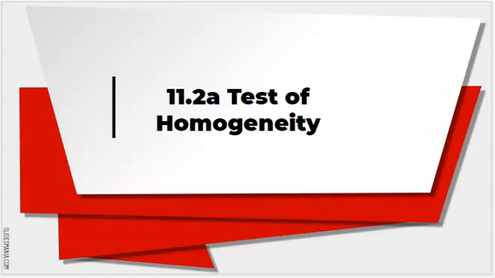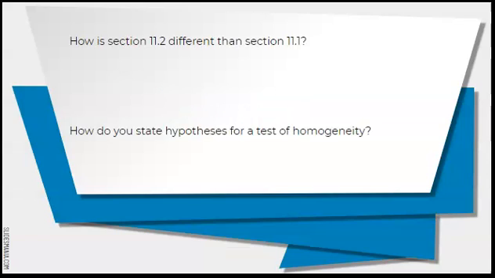All right, in 11.2a, we're going to talk about the chi-squared test of homogeneity. Okay, so how is this section different than the last?